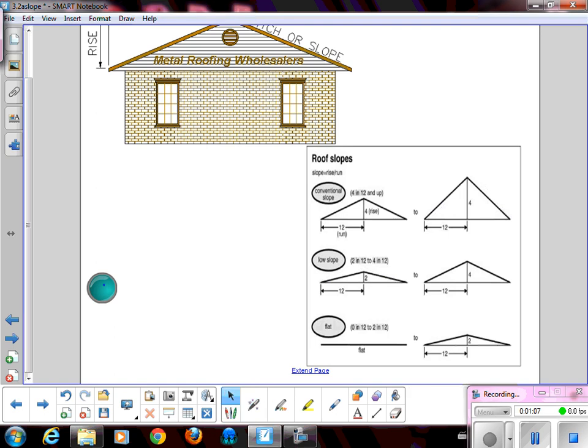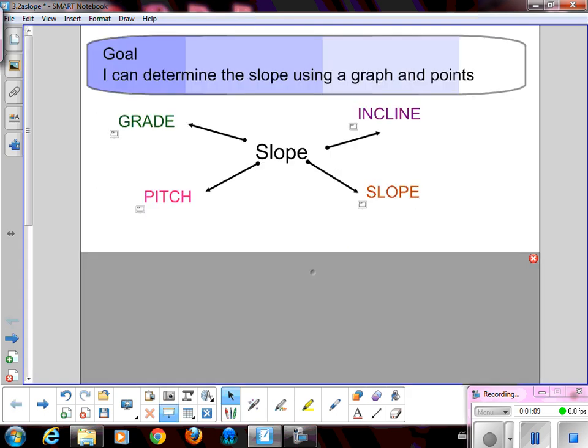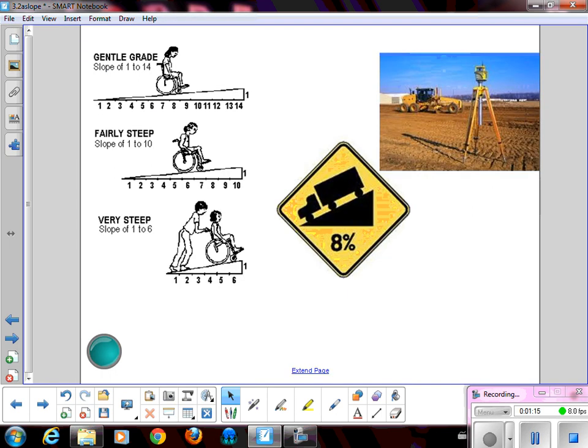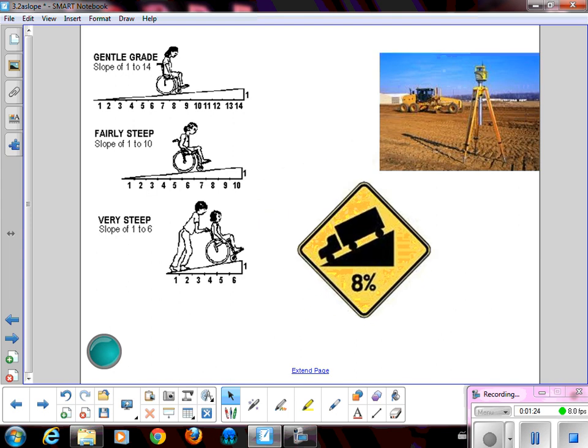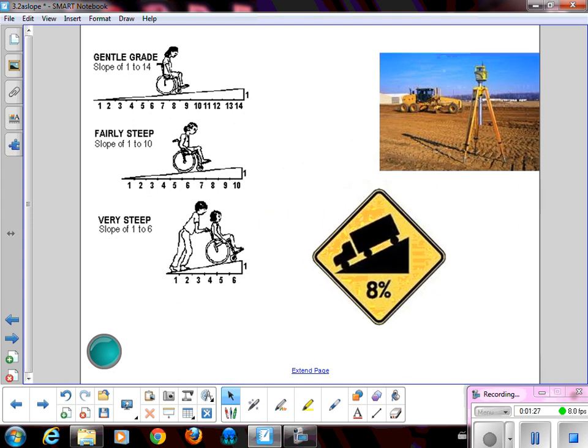Now, if we look at another one, grade, and we're not talking about grade in school, usually we use it when we're talking about movement. If we're driving along, especially for trucks, it's very important to know how steep the grade of a road is, so they know, based on their weight and the size of their truck, that they're going to be able to stop.